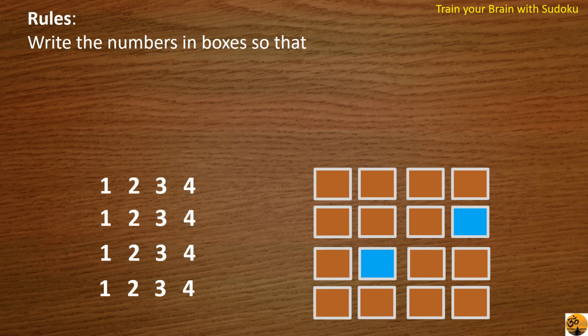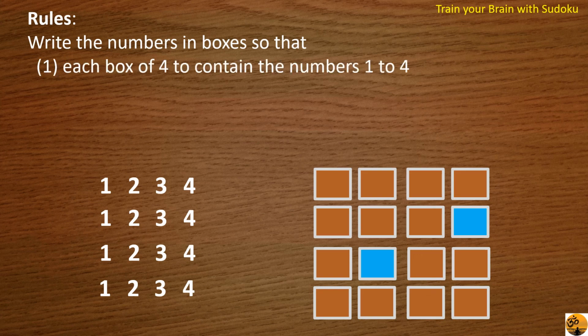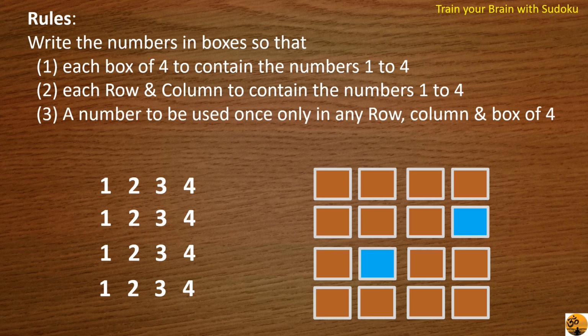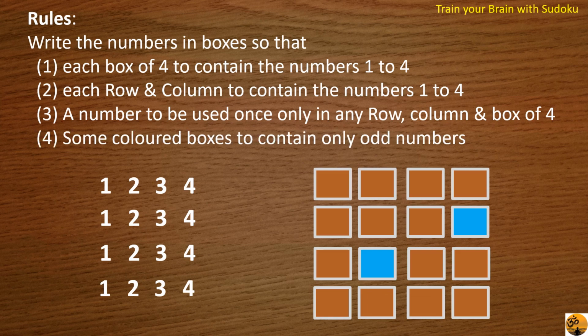Write the numbers in boxes so that point number 1, each box to contain the numbers 1 to 4. Point number 2, each row and column to contain the numbers 1 to 4. Point number 3, a number to be used once only in any row, column and box. Point number 4, some colored boxes to contain only odd numbers.